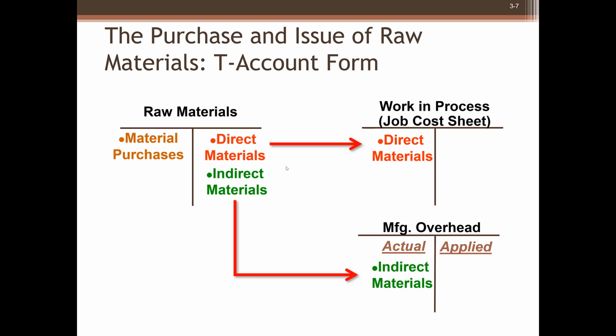For indirect materials used in production, such as supporting supplies and lubricants, we reduce raw materials, so we credit raw materials. But we debit manufacturing overhead. So you can see here, we debit indirect materials cost under manufacturing overhead, and we credit the amount under raw materials.